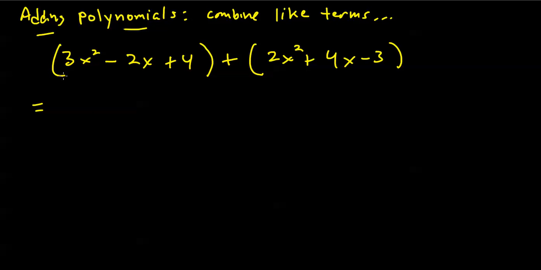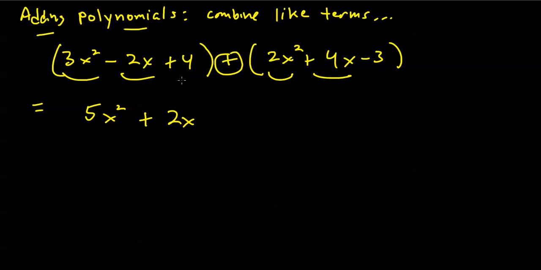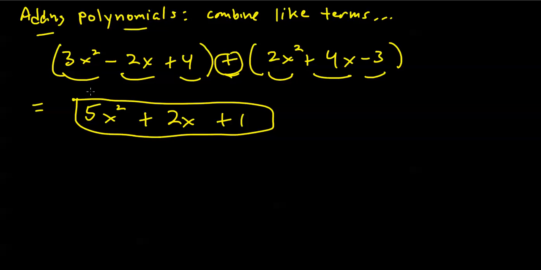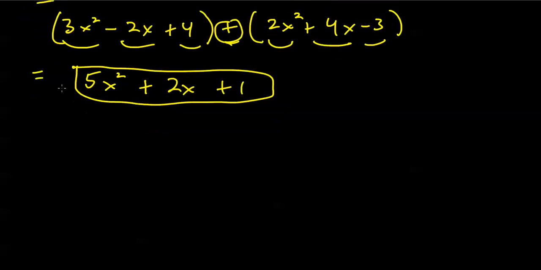Alright, I'm going to go term by term here. 3x squared plus 2x squared is 5x squared. Remember, when you combine like terms, you keep the variable portion and add or subtract the coefficients as indicated. Next, I'll combine the x terms. Minus 2x plus 4x is, of course, plus 2x. And 4 plus minus 3 is, of course, 1. Alright, so it's an easy proposition to add polynomials just by combining like terms.